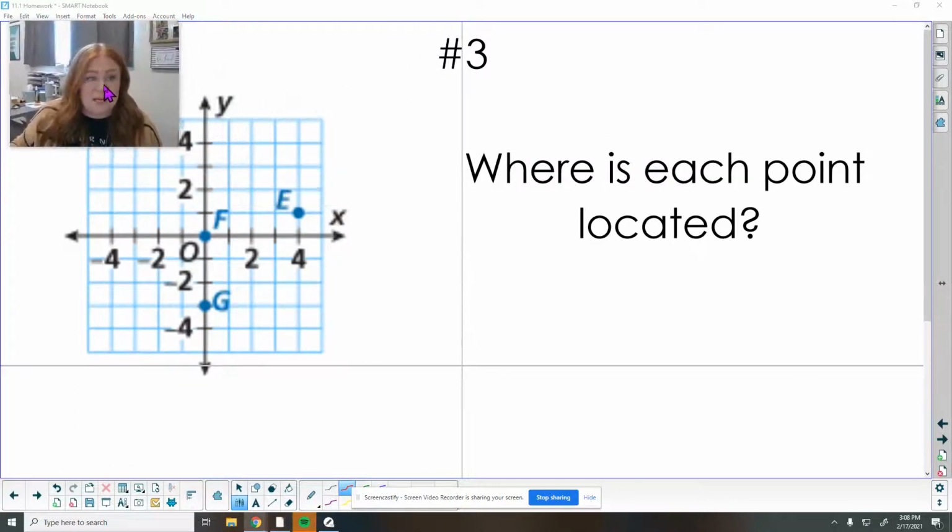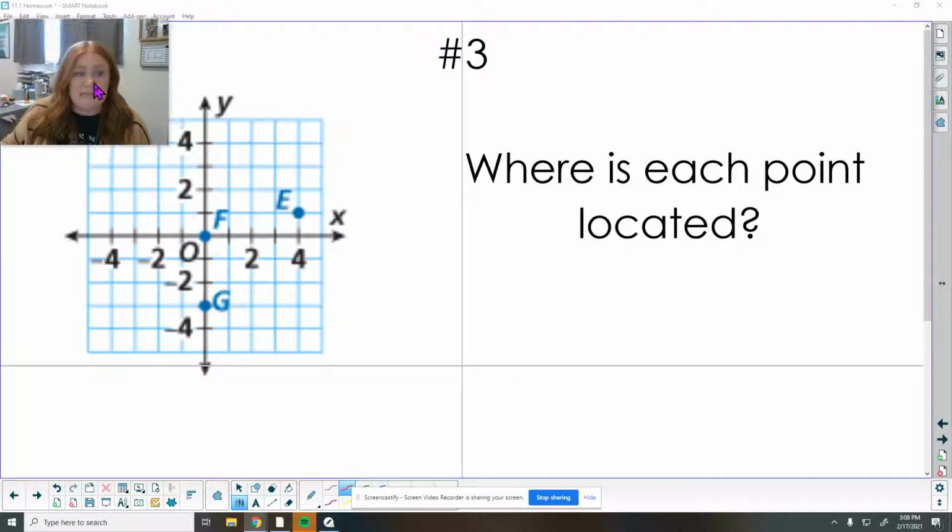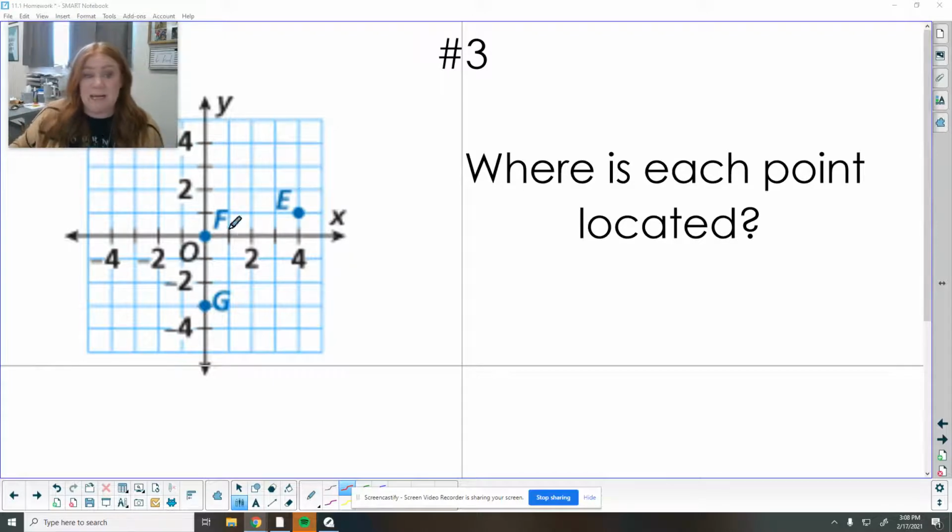Number 3 wants us to identify where each point is located. So we've got E and F and G. So let's start with E. So we want to go over 4, up. So let's look at our scale. So here's something, and then 2, halfway between 0 and 2 is 1. So each of these are just counting by 1. So over 4, up 1.